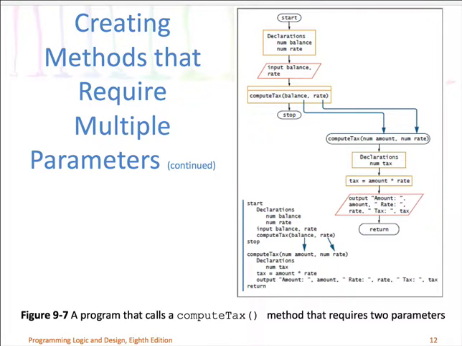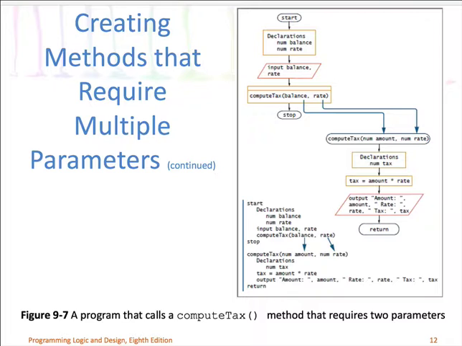So here they're showing us that we have something called compute tax. It takes an amount and a tax rate. So we have 2 numeric values that we're going to pass in. So if you look up at the top of this flowchart between the start and stop, we get a balance and a rate, and then we call compute tax. Into compute tax, we pass in balance and rate. That gets matched up with amount and rate. So whatever's in balance will be copied into a variable called amount that is local to the compute tax method.